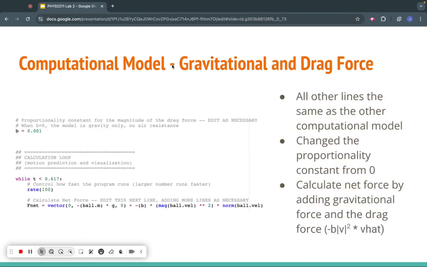I used Newton's second law for the velocity update formula and the position update formula, which are shown at the bottom of this screenshot. In the computational model that also included drag force, all of the other lines of code I showed on the screen before this were the same, and the initial conditions were the same. I changed b to be the proportionality constant. I set it to 0.001, which I found just by trial and error to find what would make the model more accurate to the experiment. And then I changed the calculation for net force within the while loop. I kept the gravity calculation the same and then added the formula for drag force.